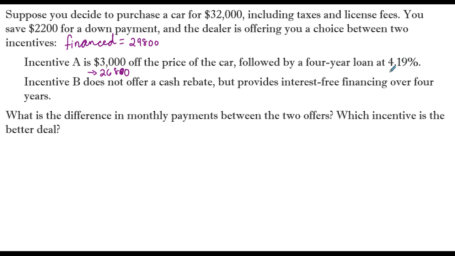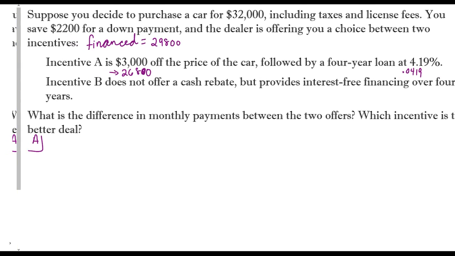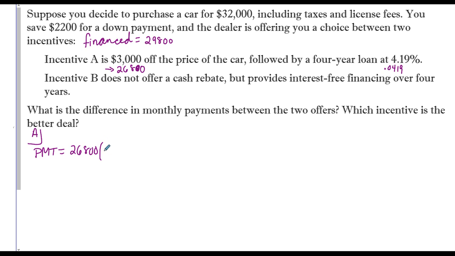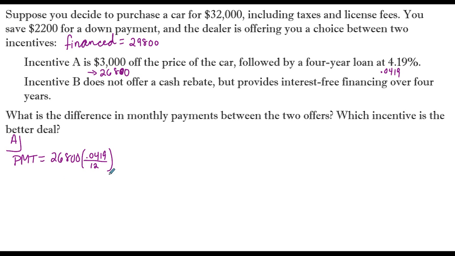followed by that 4-year loan, which when we turn that into a decimal is 0.0419. By plugging in to the payment over time formula, we can see that our payment will equal $26,800 times 0.0419 divided by 12. When you're dealing with payment over time, n is always equal to 12 for these situations because you're going to make 12 payments in a year.